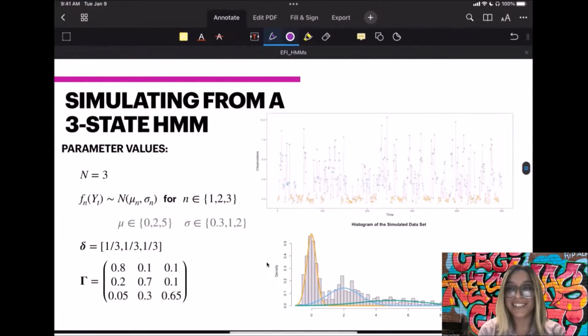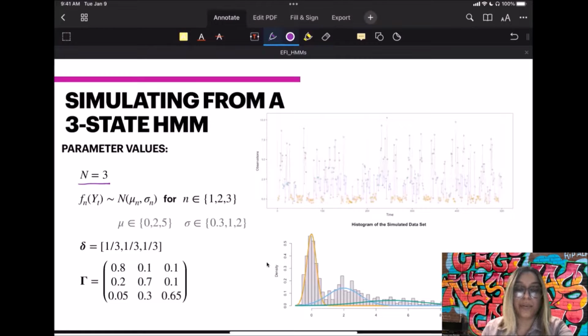So sometimes just learning about a mathematical structure, it's difficult to understand, well, what type of process am I actually modeling? And I think the most important thing when learning any statistical model is understanding what type of data it actually generates. So let's simulate from a 3-state hidden Markov model, which means we set our n equal to 3.